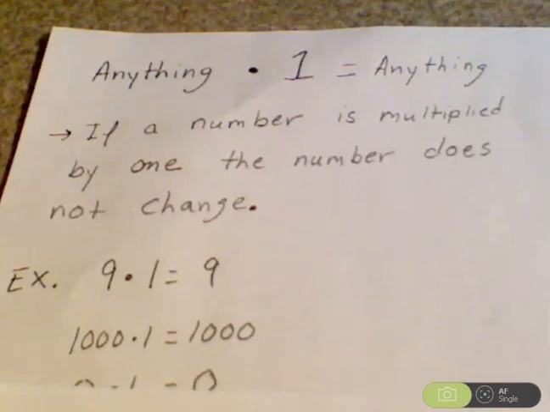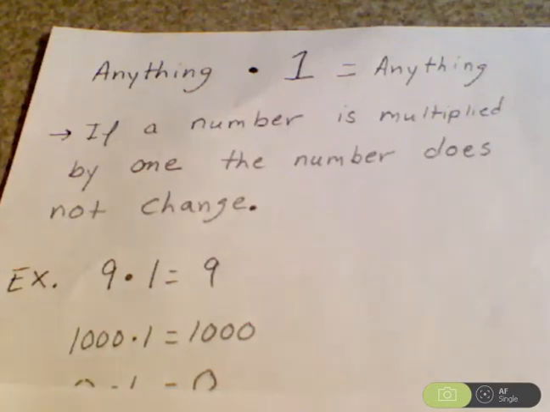Hi guys, today's lesson is over equivalent fractions, but before we begin with that, we need to review one thing, and that is taking a number and multiplying it by 1. Hopefully this is a review for most of you here. We're going to say today that anything times 1 is anything, alright? That's just an example, and what that means is this. If a number is multiplied by 1, the number does not change.